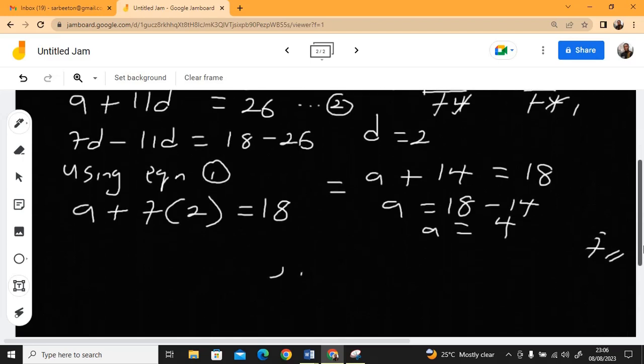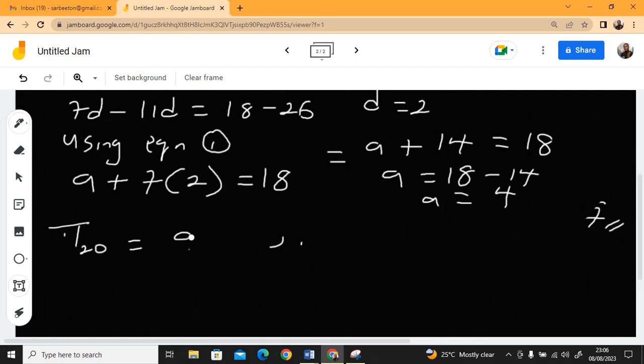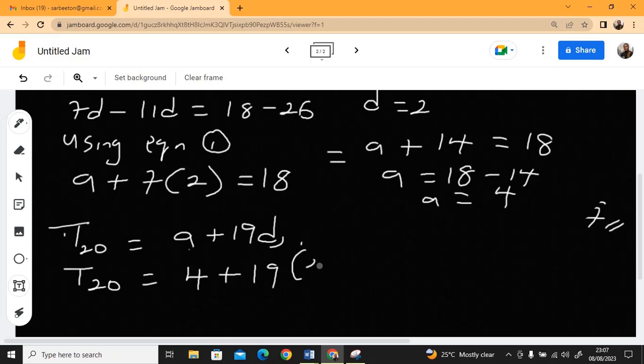Now the answer, the 20th term. And you already know the formula for the 20th term. T20 will give us a plus 19d. Now this is very easy. So my T20 will be, what's my a? My a is 4, plus 19. And my d, which you got earlier, is 2. So what I'm going to have now is 4 plus 19 times 2, that is 38. So 4 plus 38 will give me 42. So that is the answer for this particular question.